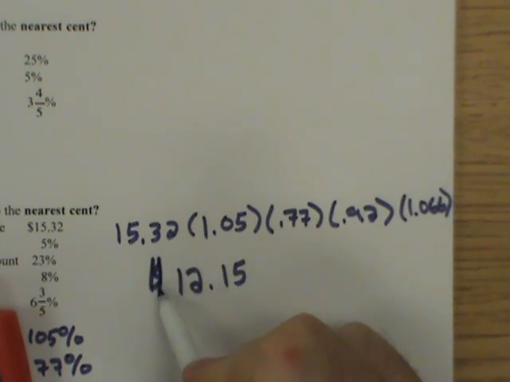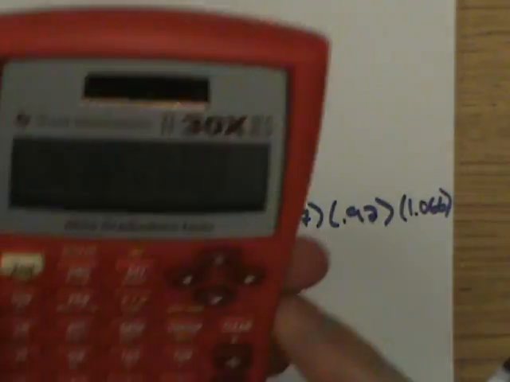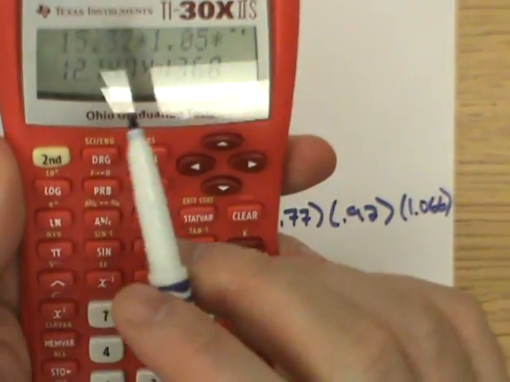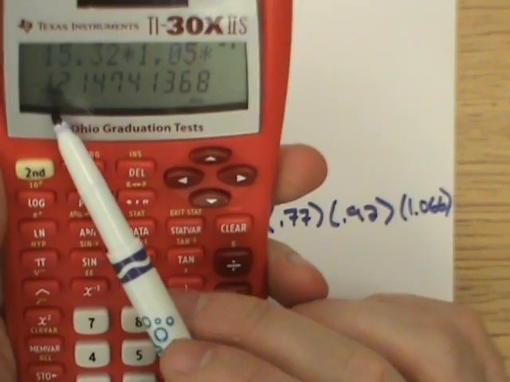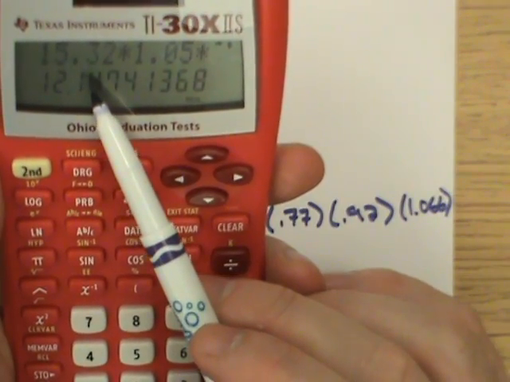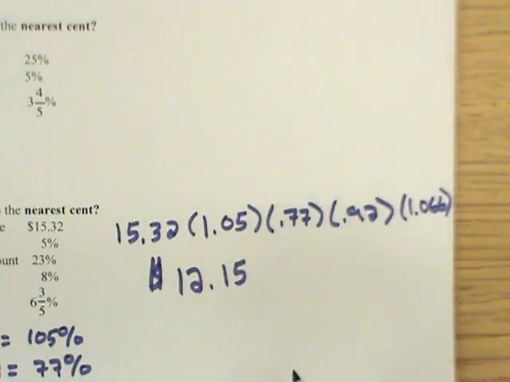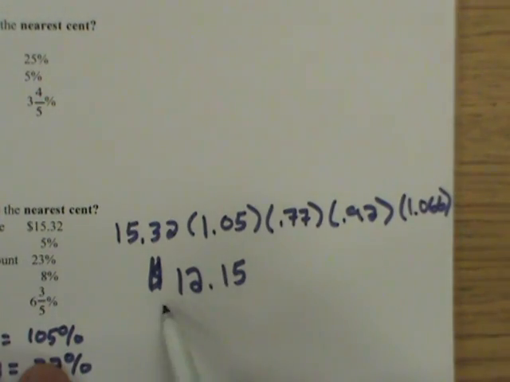$12.15. You do need to round to the nearest hundredth. Again, I'll show you my calculator here. It says 12.147, so rounding appropriately would knock that up to 15 cents. $12.15. There's your examples.